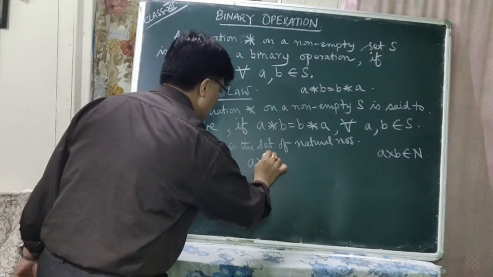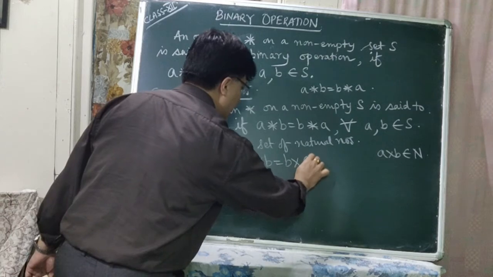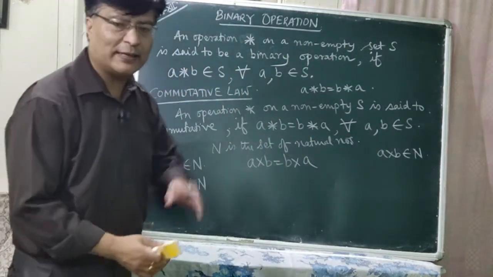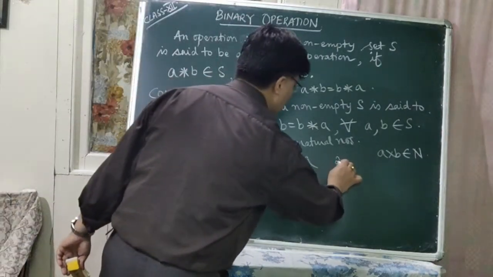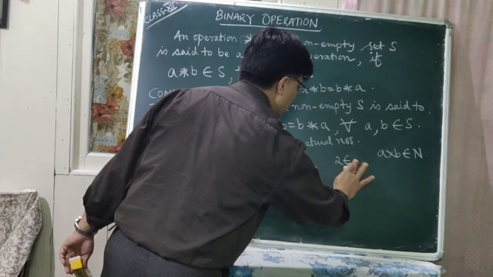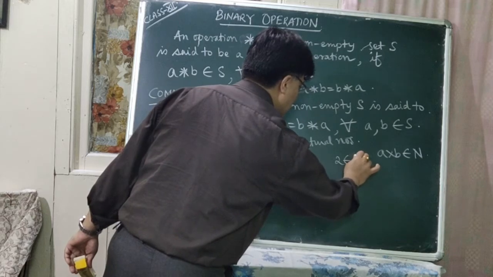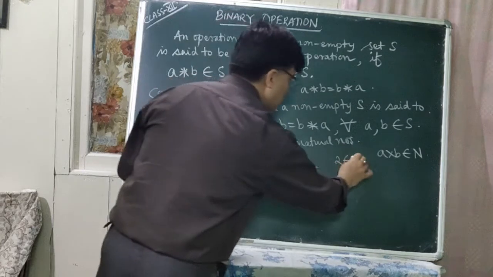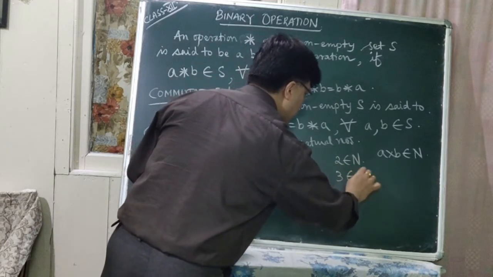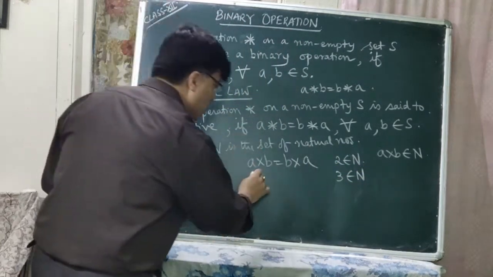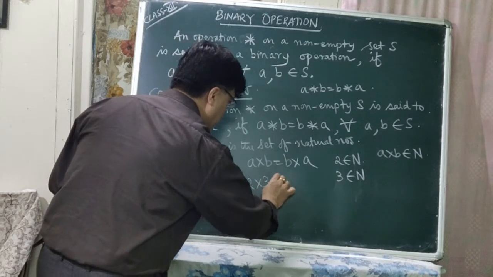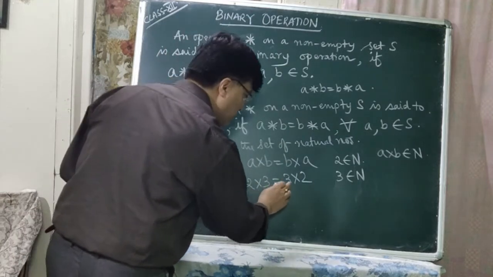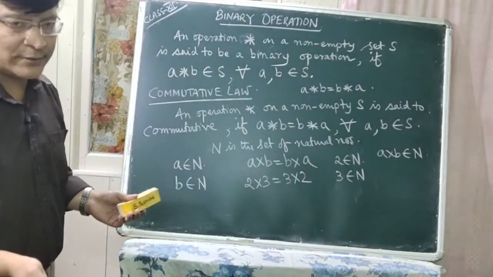So A into B is equal to B into A. You can write it, isn't it? That is, A multiplied by B is equal to B multiplied by A. Like, you know that 2 belongs to the set of natural numbers and 3 belongs to the set of natural numbers. So 2 into 3 is equal to 3 into 2. Obviously, 2 into 3 is 6, which is equal to 3 into 2, that is also 6.